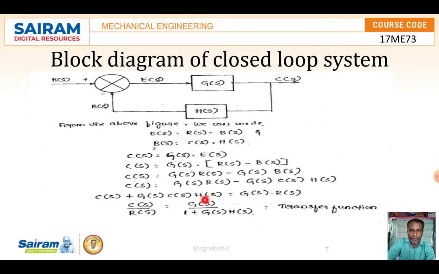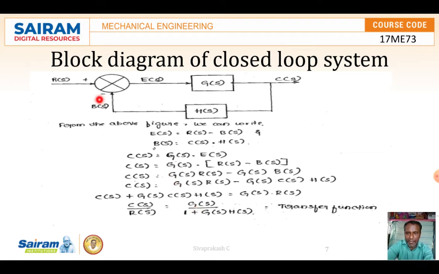But finally, what are we going to find? C of S by R of S. Why? Because output by input is the transfer function. So which is the output? C of S, so C of S we are going to keep over here, and R of S is the input. Then this equation comes as G of S by 1 plus G of S into H of S.